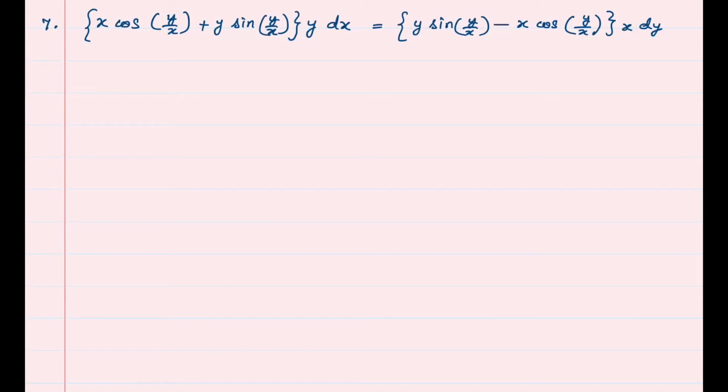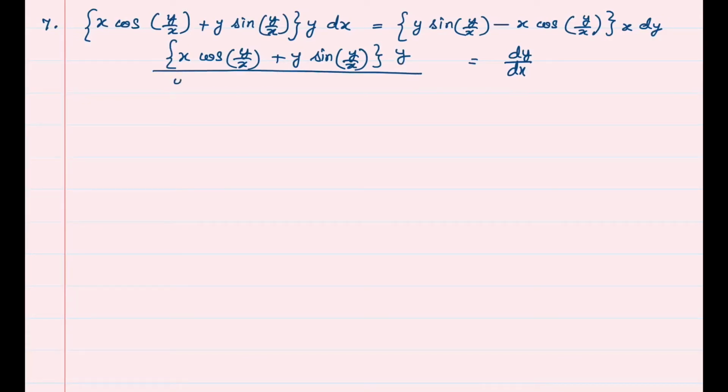Since it is a function of y by x, we will write dy by dx. dy by dx is x cos of y by x plus y sin of y by x times y, divided by y sin of y by x minus x cos of y by x times x. We have to show that it is homogeneous. We will take this as f of x y and we will find f of lambda x, lambda y.